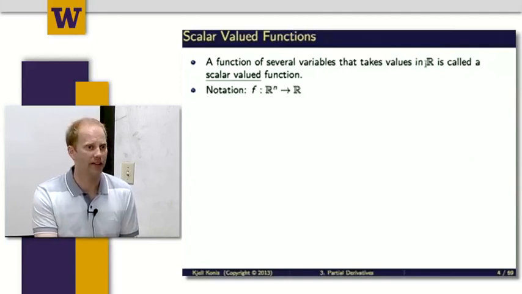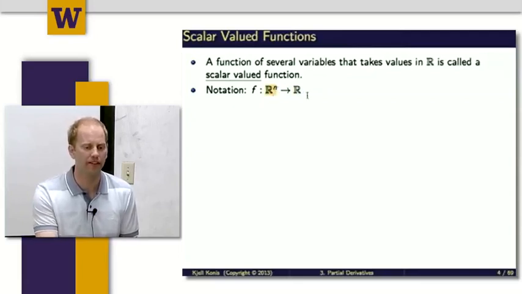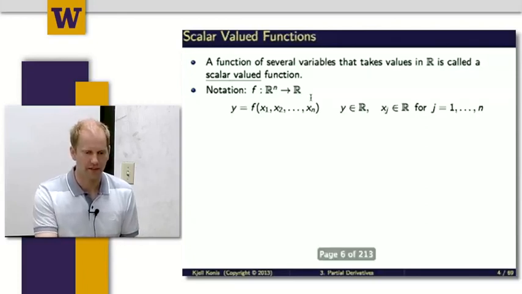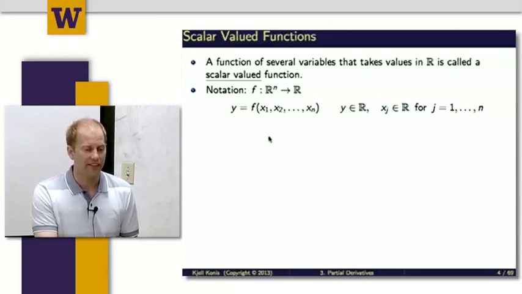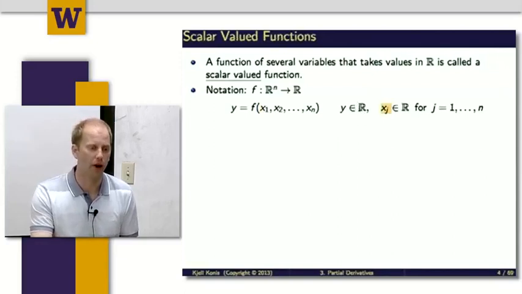The notation I'm going to use for that is f, that's the name of my function, from R^n into R. R^n just means that there are n real numbers that are taken as inputs. So this is a function of n variables. And the output is a real number, so it's a single variable output, a scalar function. You can think of that just as this: I have inputs x1, x2, up to xn. Each one of the x's is a real number, and then the output y is a real number.